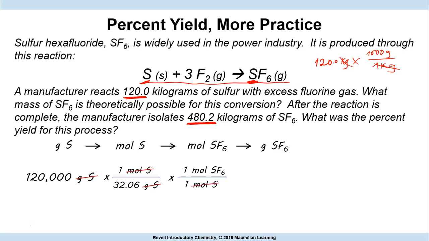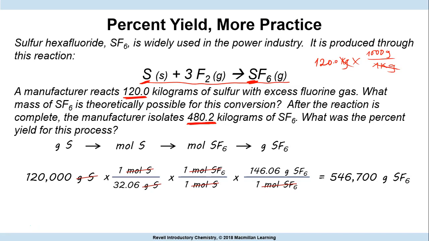Then we are going to convert the moles of sulfur hexafluoride to grams of sulfur hexafluoride. How do we do that? We multiply by the molar mass of sulfur hexafluoride, with grams of sulfur hexafluoride at the top and the mole at the bottom for the moles to cancel out. So we cancel out the mole and we are left with grams of sulfur hexafluoride. Now, what numerical value does that give us? That gives us 546,700 grams of sulfur hexafluoride. That is the theoretical yield.